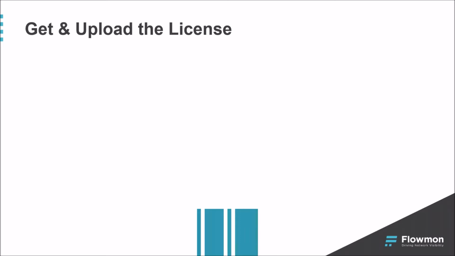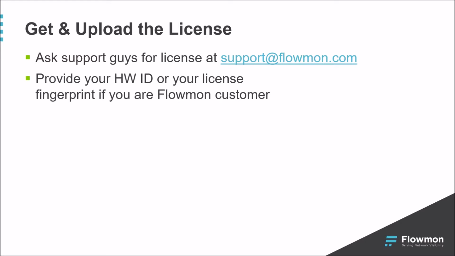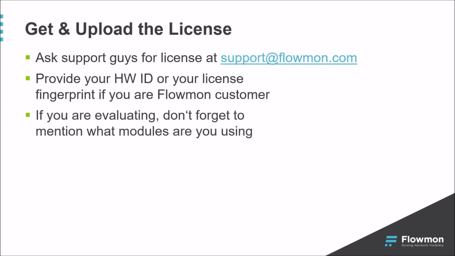So first of all, if you want to try this and start with measuring your applications, you need to get the license. The license will be provided to you freely, as this module is free for all our customers. So all you need to do is ask our support guys and send an email to support@flowmon.com. If you are already our customer, then in the email provide your hardware ID or the license fingerprint, which can be found in the Flowmon Configuration Center. And if you are just evaluating our solution and have an evaluation license, don't forget to mention in the email what modules you are using.